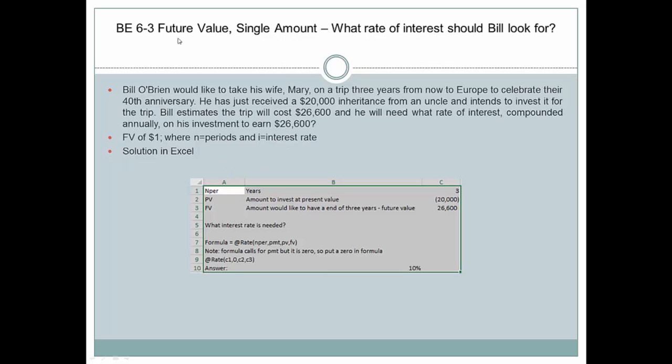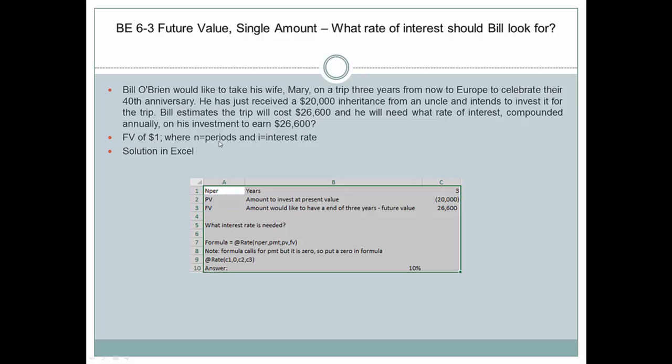Now, let's look at another problem. When we look at the future value of a single amount, what rate of interest should Bill look for? So we have a little bit different set of facts here. Same thing, they're going in 3 years to celebrate their 40th anniversary. He also received the same $20,000 inheritance from his uncle, but now he estimates the trip will cost him $26,600, and he will need what rate of interest compounded annually on his investment to earn $26,500.